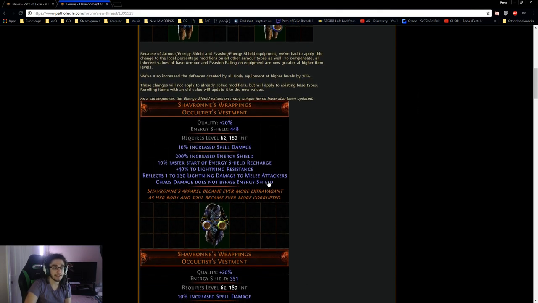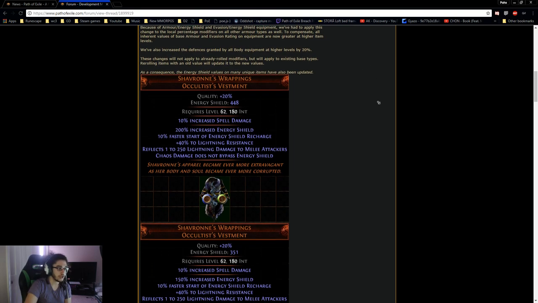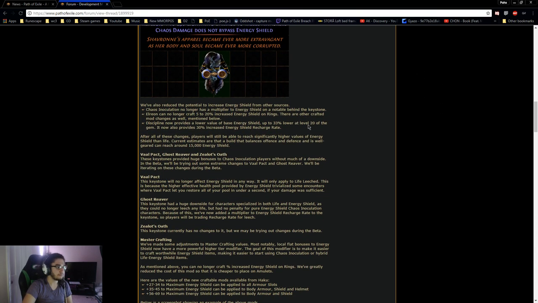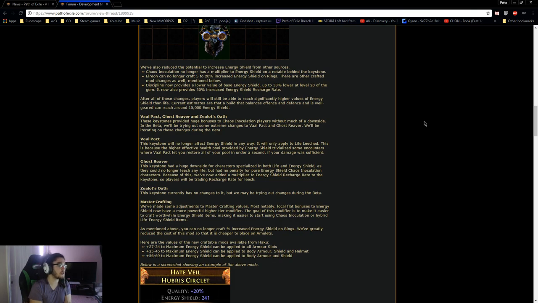damage does not bypass energy shield, so you can get away with using chaos inoculation. You can see a perfectly rolled one goes from 448 to 351, assuming that 150% is the new highest value that you can get. We've also reduced the potential to increase energy shield from other sources.